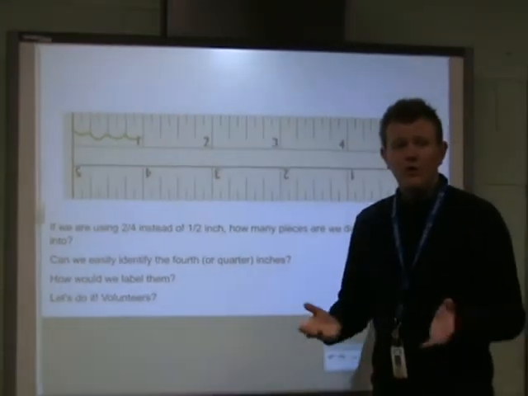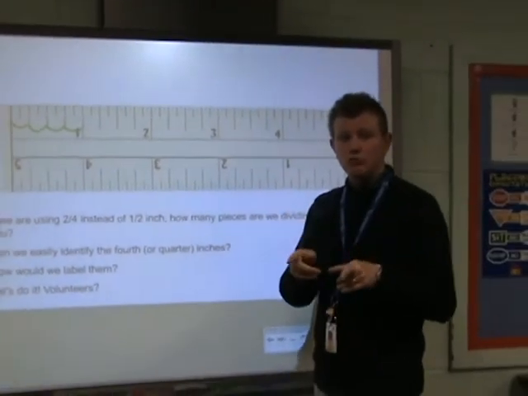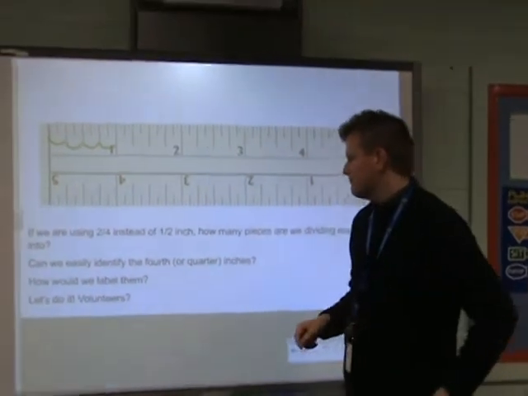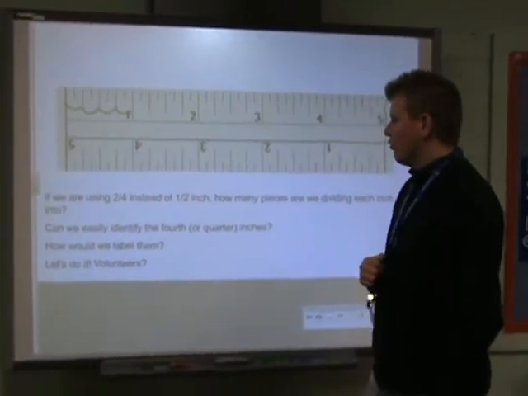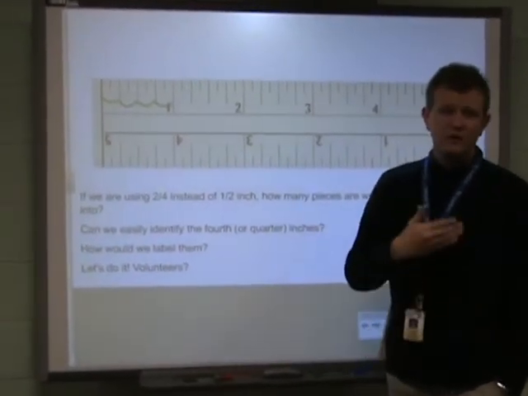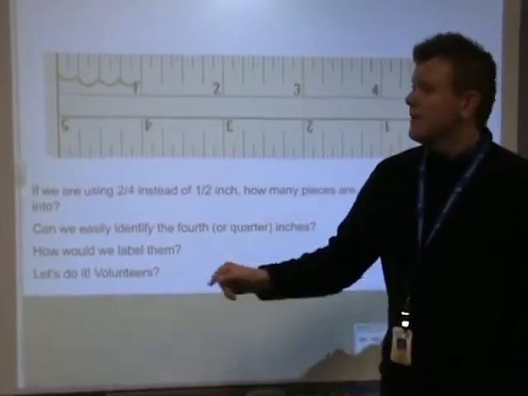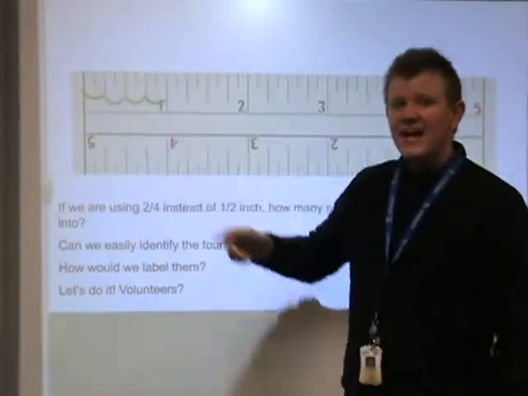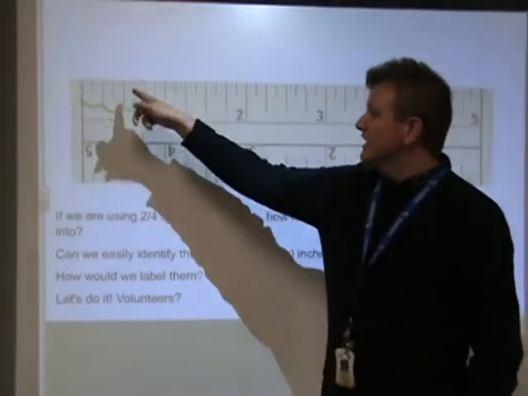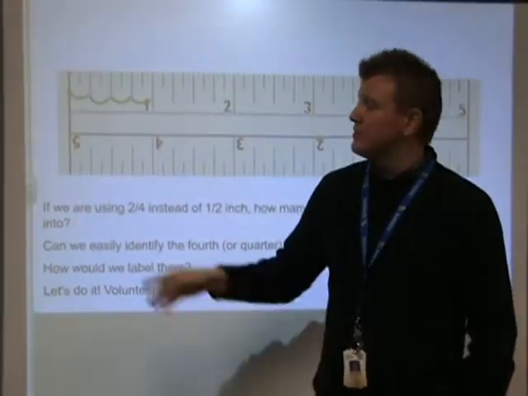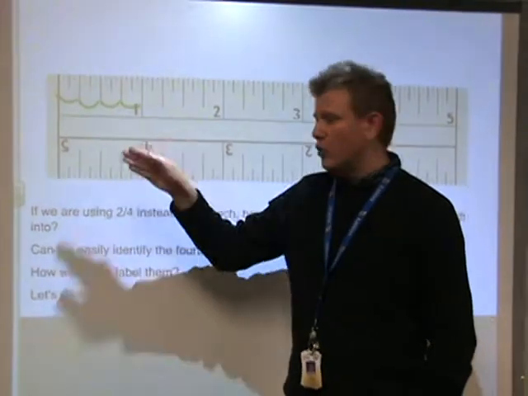Okay, welcome back. Hopefully you've checked out the fourths on your ruler or on a ruler that you've Googled, okay? Can we easily identify the fourth or quarter inches? Same thing, a quarter inch, 1/4 inch. Yeah, because the lines are longer. And the 1/2 inch, which is 2/4, is usually even longer. Not always, but usually it's the longest line except for the whole numbers, okay?